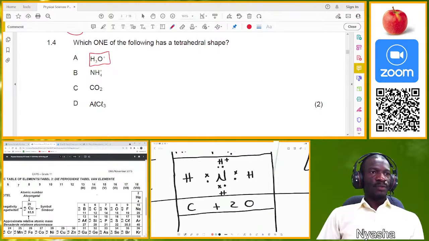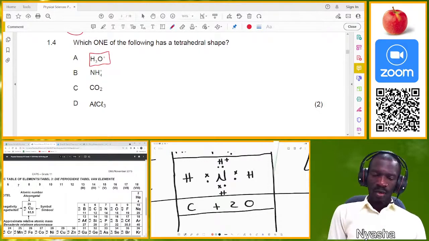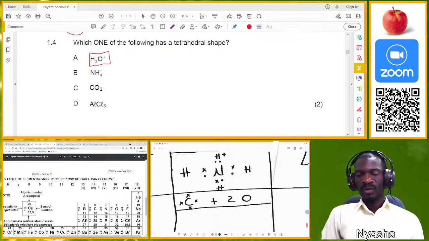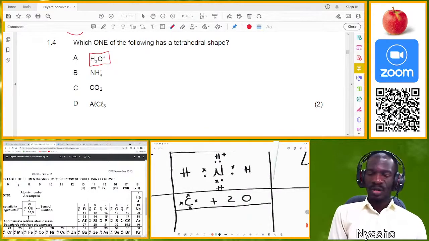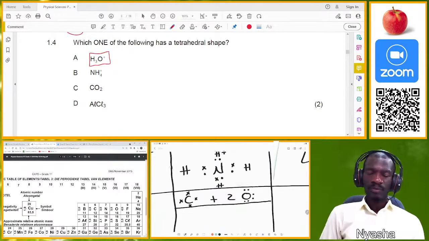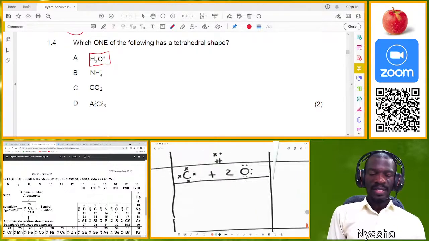So for carbon, that's 4 electrons in the outermost shell. So let's make them 1, 2, 3, 4. For oxygen, as usual, we have 6: 1, 2, 3, 4, 5, 6. So let's draw the bonded structure. Obviously, we have 1 carbon, so it will be in the center.